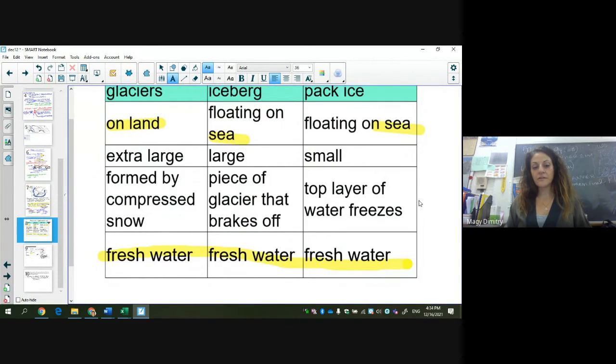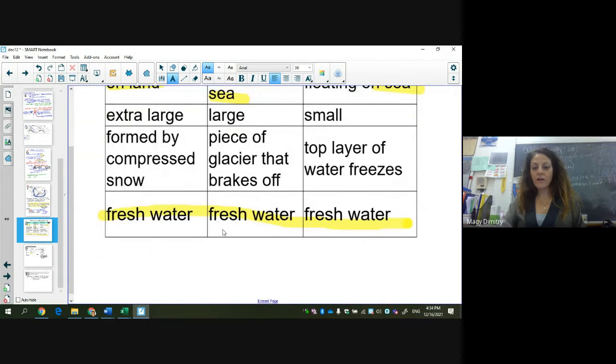So essentially glaciers, you find them in the north, like in Norway, Finland, northern Canada, of course. They're formed by compressed snow. An iceberg is a piece of glacier that breaks off, as I told you. And pack ice are just top layers of water that freeze, just like little chunks. And very important, they are all freshwater. Actually, 75% of the fresh water on Earth is frozen in those icebergs, glaciers and pack ice. Questions? No.